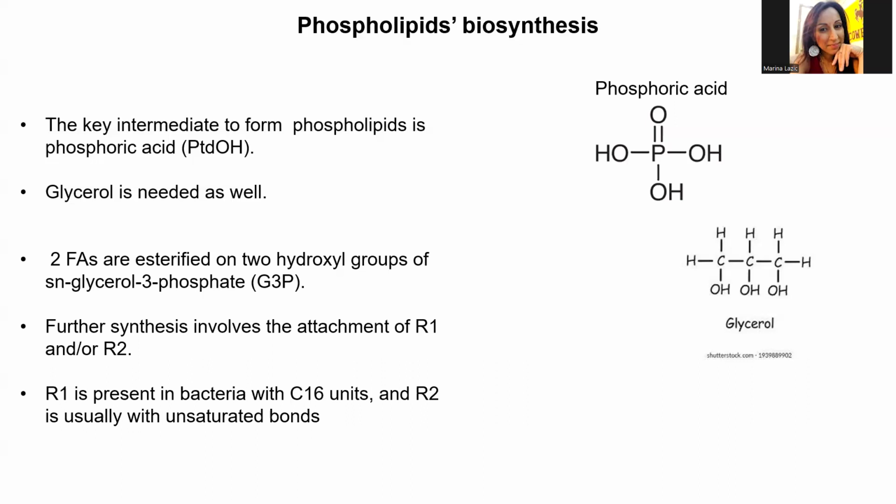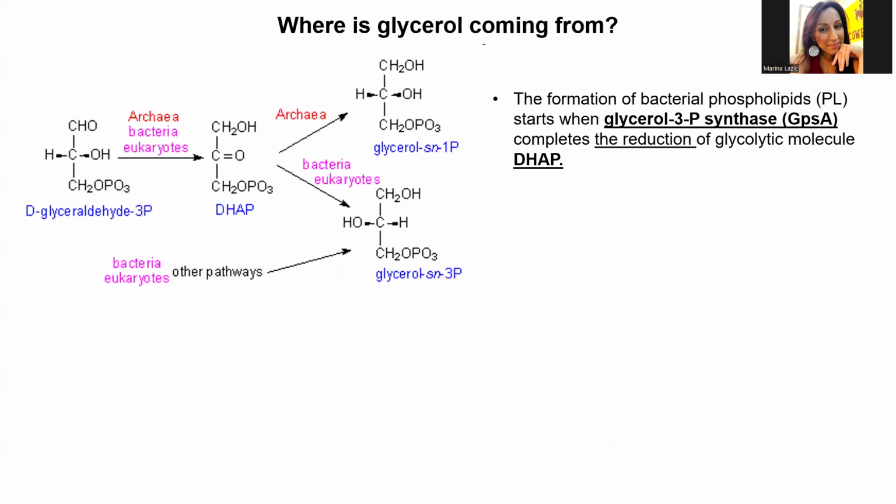Now, next question is, where is the glycerol going to come from? Glycerol for phospholipid biosynthesis can be made internally, which is de novo synthesis, but there is also another pathway where glycerol can be imported through the cell membrane, and we will cover both of them.